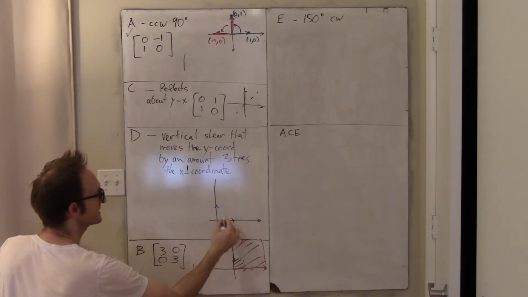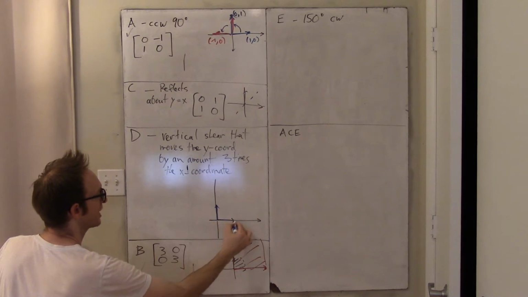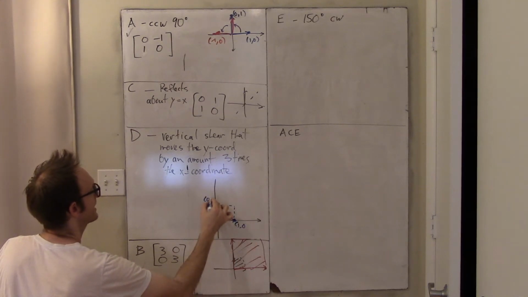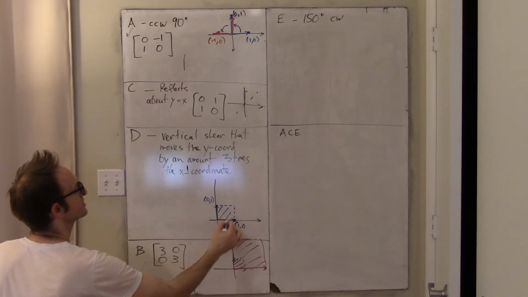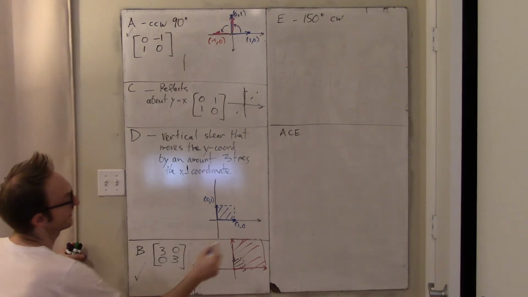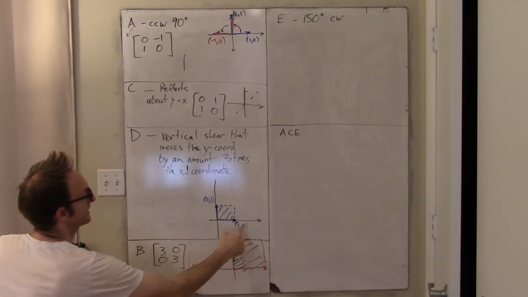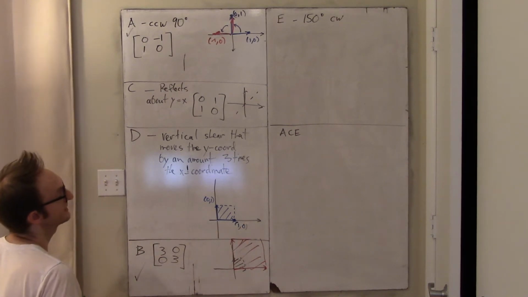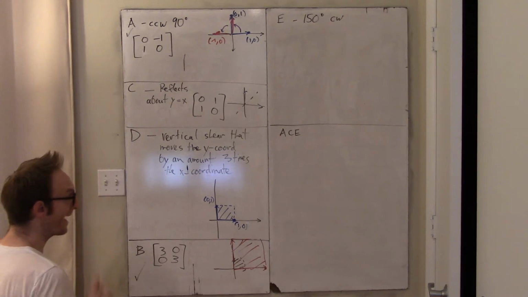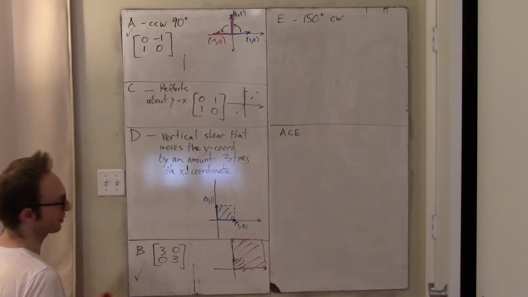Okay, in this case, I think definitely we should draw in (1, 0) and (0, 1). That's (1, 0) and that's (0, 1). And if I can tell what this matrix does to those 2 unit vectors, then I'll be done. Well, it's a vertical shear. It moves the y-coordinate by an amount 3 times the x-coordinate.